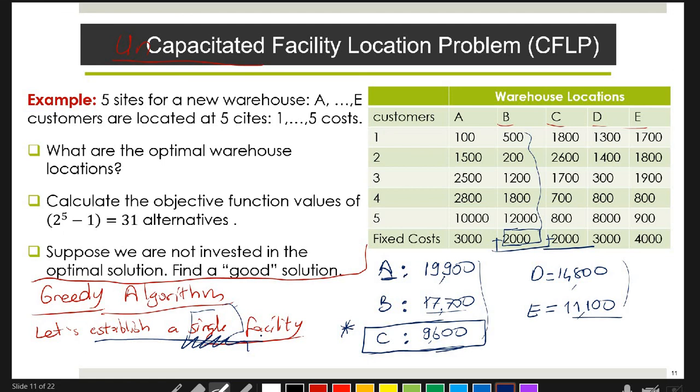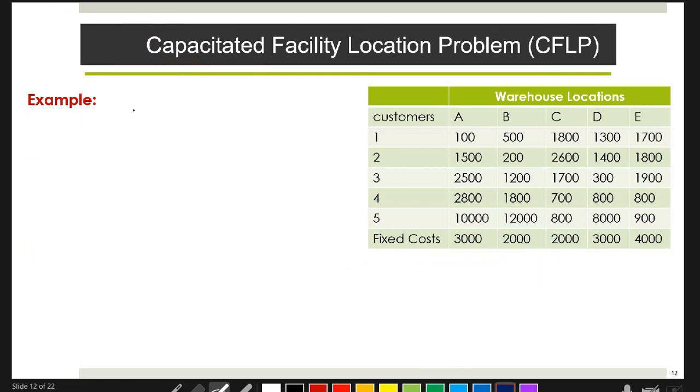Maybe three is better. Okay, then what do we do? We say that the first one of the facilities is C, definitely. Then, besides C, which one should I open? So I already have C plus the next one. Which one is it? It can be C plus A.